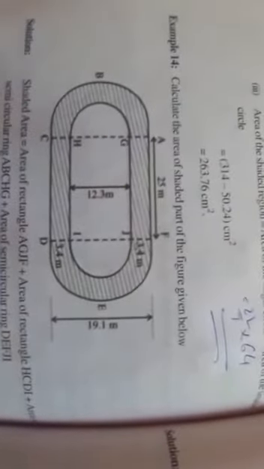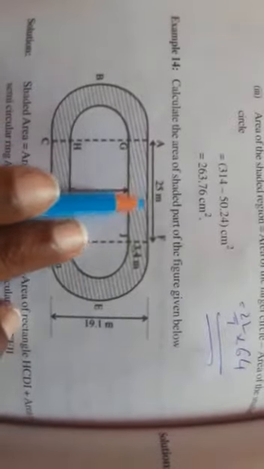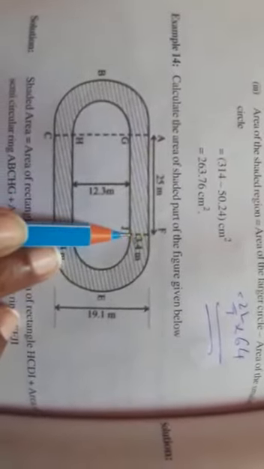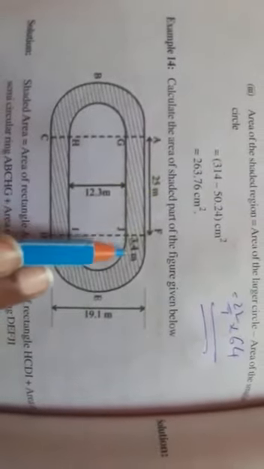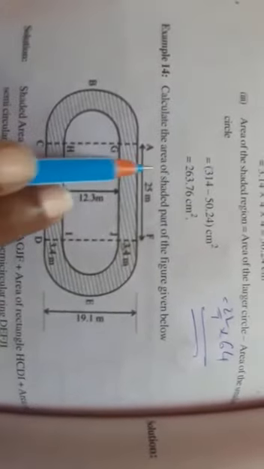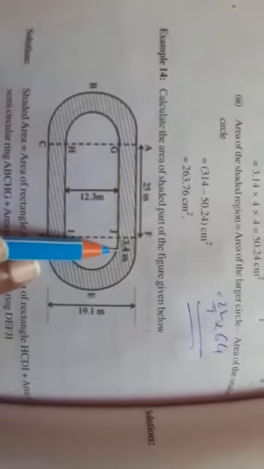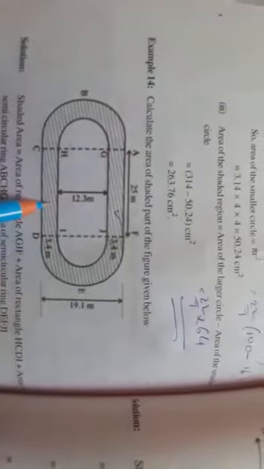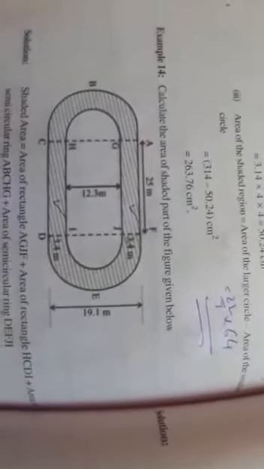Now observe the diagram carefully and see that the length of the rectangle is 25 meters, and 3.4 meter is the width of the rectangle. Now find out the area of the rectangle. 25 into 3.4. How many rectangles are there? 2. So 2 into 25 into 3.4. 2 into 25 is 50 into 3.4. So easy. So we will be getting the area of this part and this part by just writing 2 into area of the rectangle.